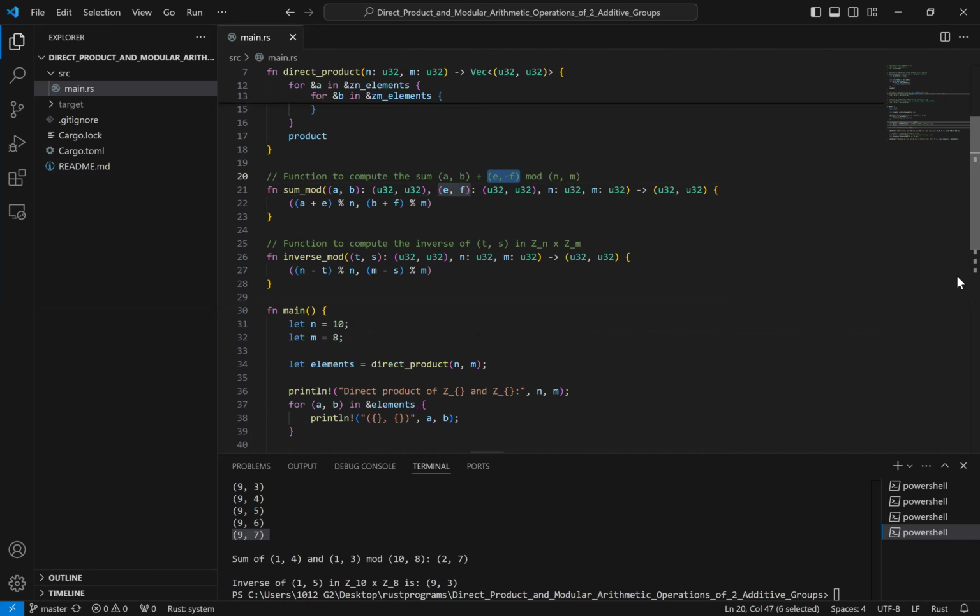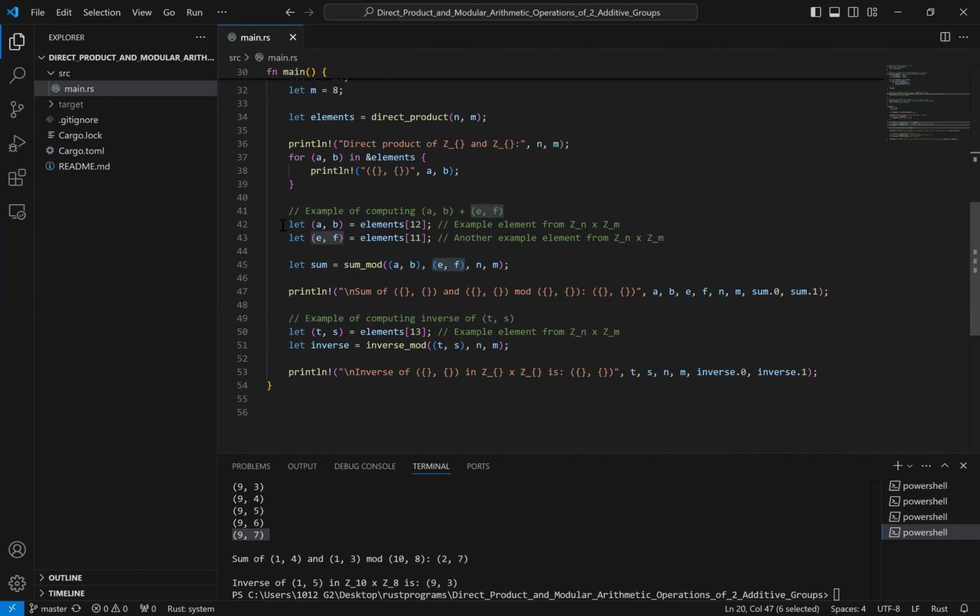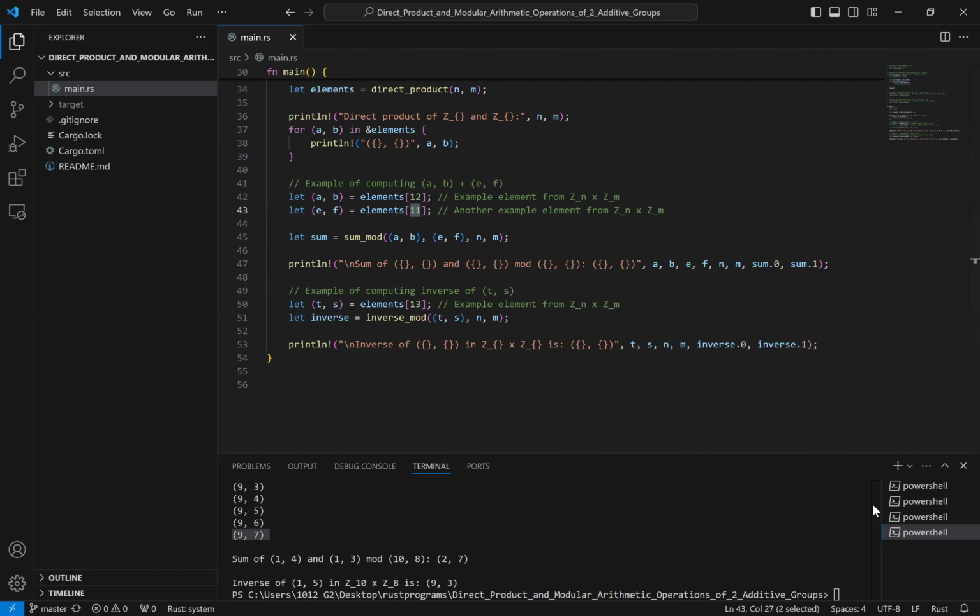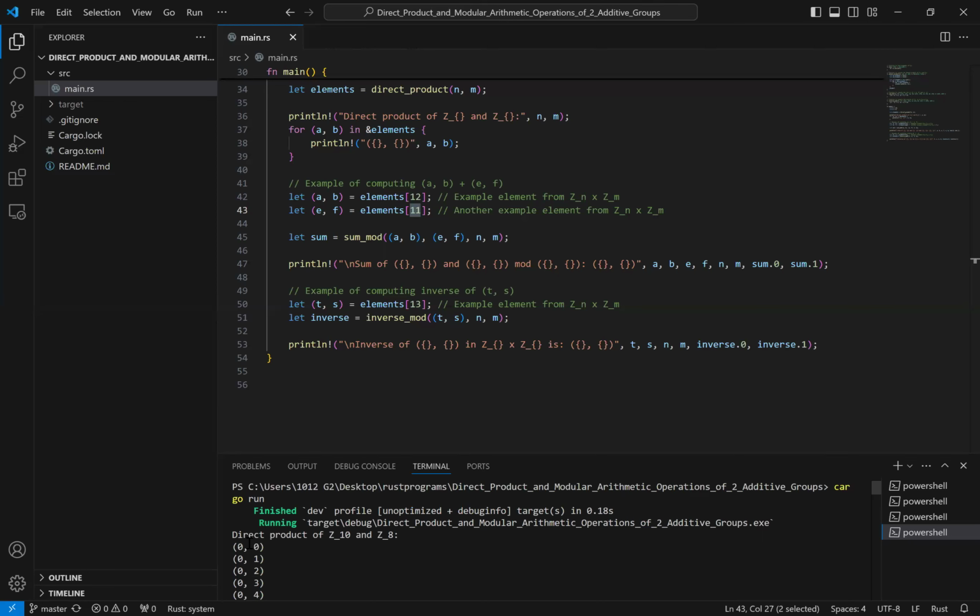For instance, when you come here, you must tell it, let AB be the 12th element, and let EF be the 11th element. Is that okay? So now it's giving you the sum of the 12th element and the 11th element. That means it will count those elements when you add them, the way we did in that order. You begin with 0 with the first element, 0 with the second element, and so on. So it will be counting.